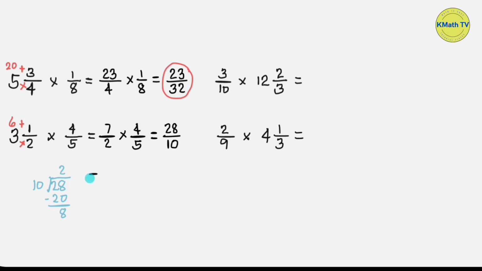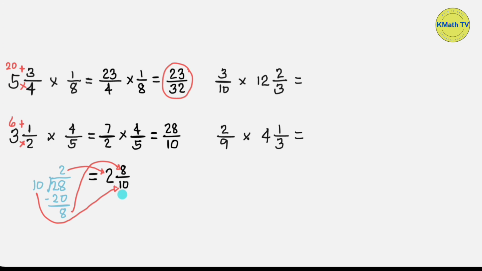Okay, let's write the answer. The quotient 2 is the whole number. The remainder 8 is the numerator of the fraction. And the divisor 10 is the denominator. Okay, this is how to write the answer when you change an improper fraction to a mixed number. Okay, the answer is 2 and 8/10.